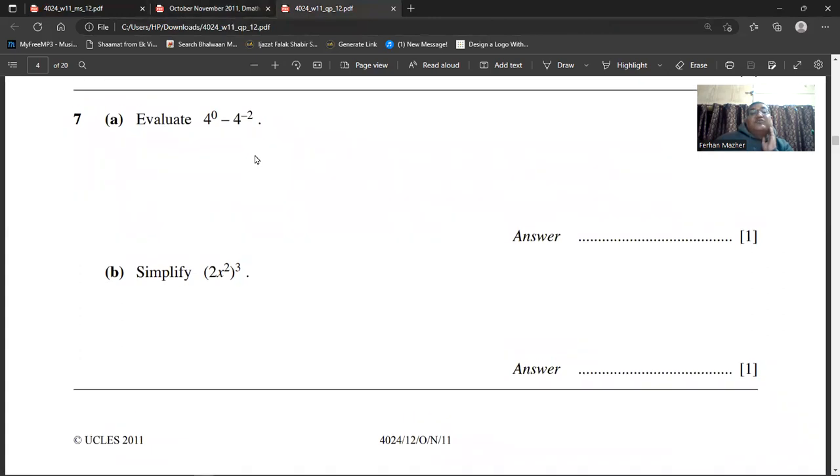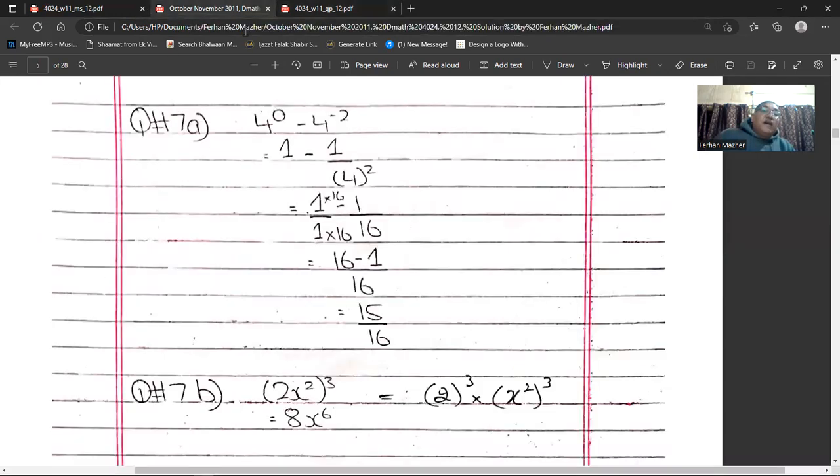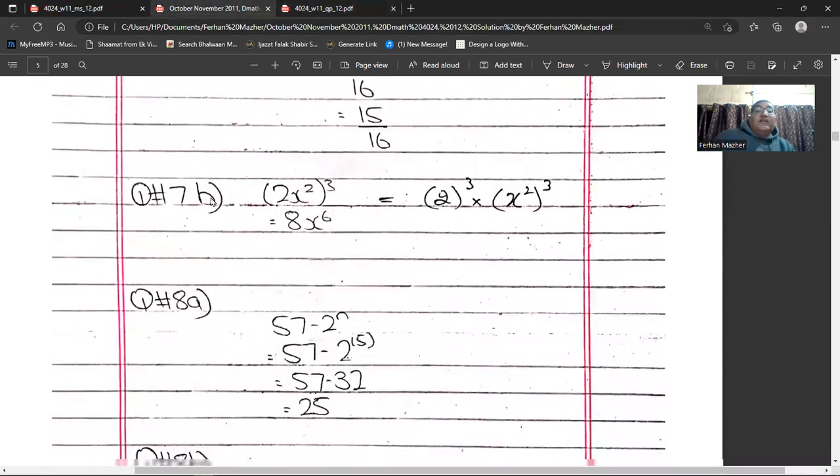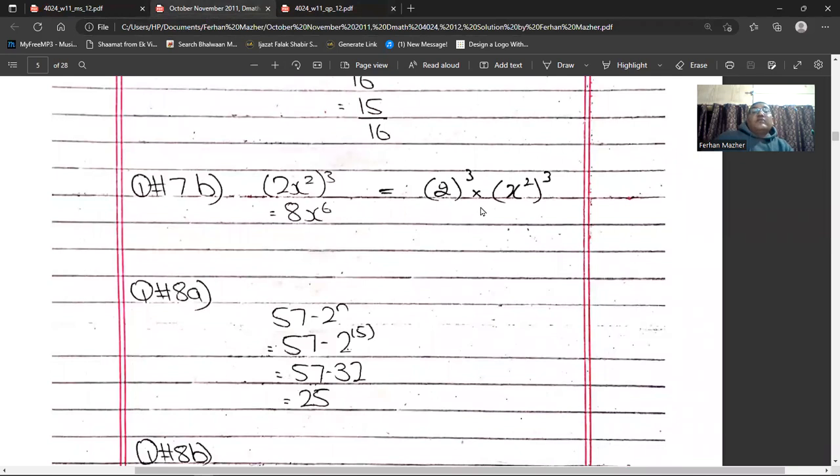Question number 7 is B part. It says simplify (2x squared) raised to power 3. This raised to power 3 is for both the members in this bracket. So this cube is for 2, this cube is also for x squared. So we will give them both separately this power. So you will have 2 raised to power 3 multiplied by x squared raised to power 3.